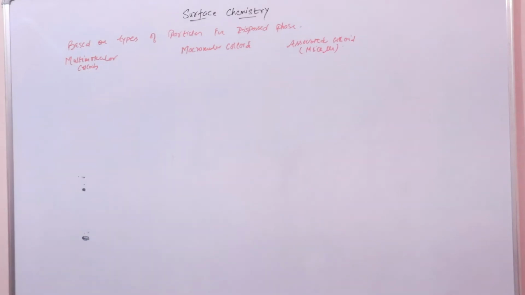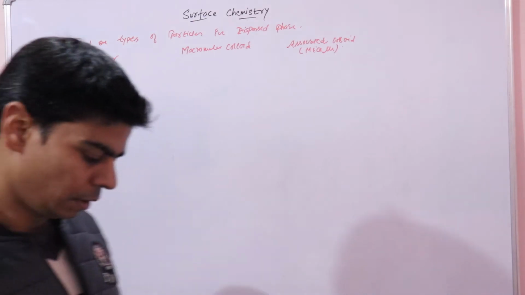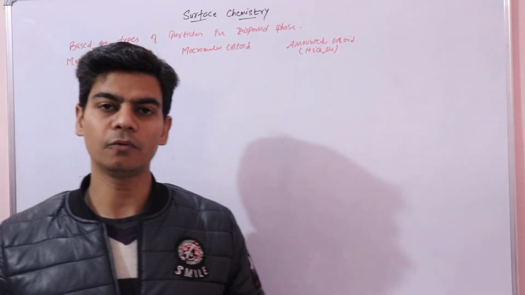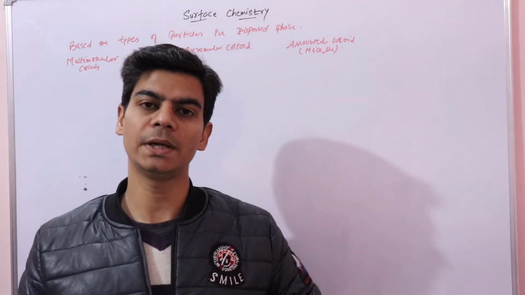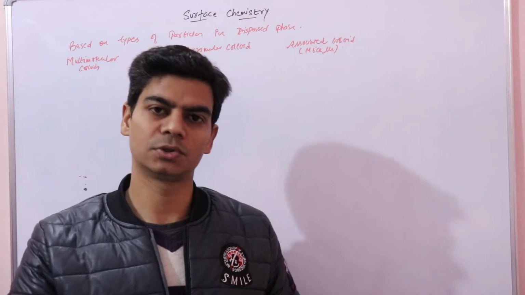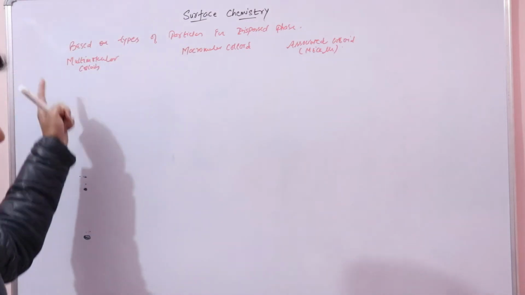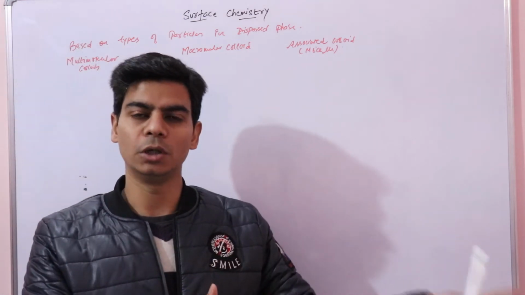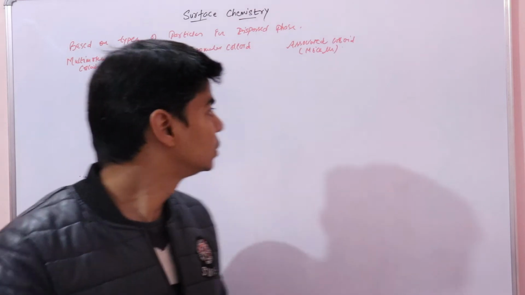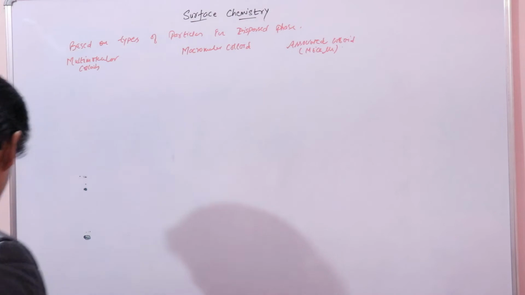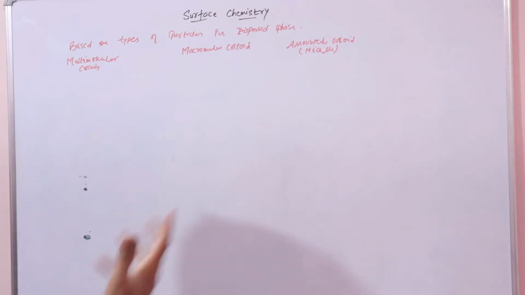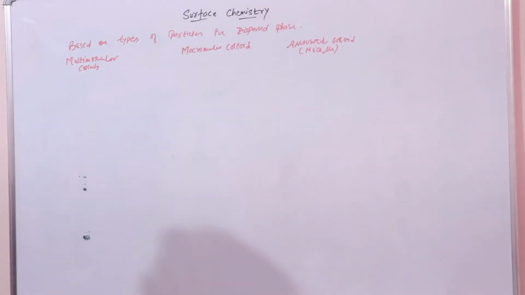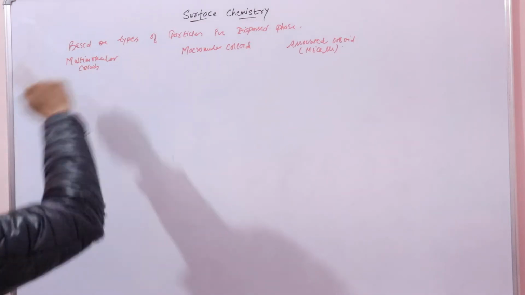If you look at the first type of colloidal solution, it says multimolecular. Multimolecular means something made up of multiple molecules, right? More than one molecule. So in this type of colloidal solutions, the colloid or the dispersed phase is made up of number of molecules or atoms. Just simply look at the word, you will get to know what it is actually. Multimolecular means multiple molecules are there in the dispersed phase particles of multimolecular colloid.